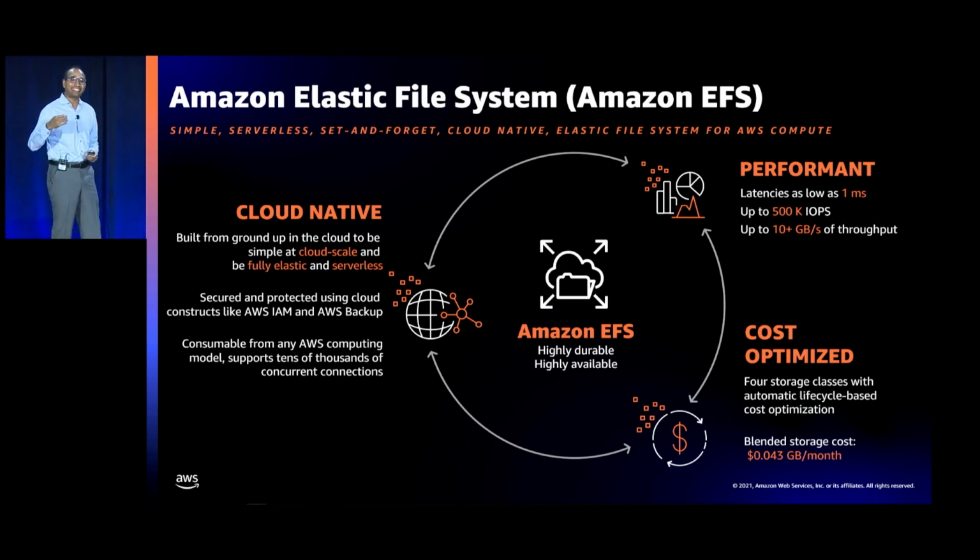One of the things about EFS is that it's consumable from any AWS computing model. And you can do that at scale. It supports tens of thousands of concurrent connections independent of the type of model you are using. It could be serverless, it could be containers, it could be EC2 instances as well. EFS could be consumed across all of these connections concurrently, and you can scale the connections up to tens of thousands.